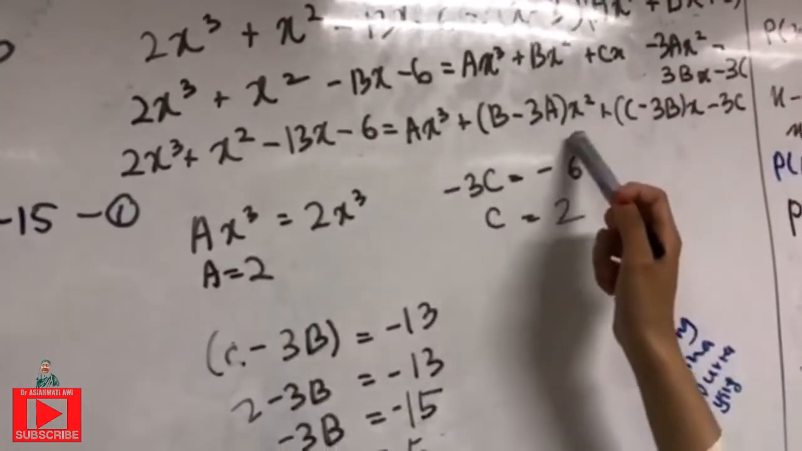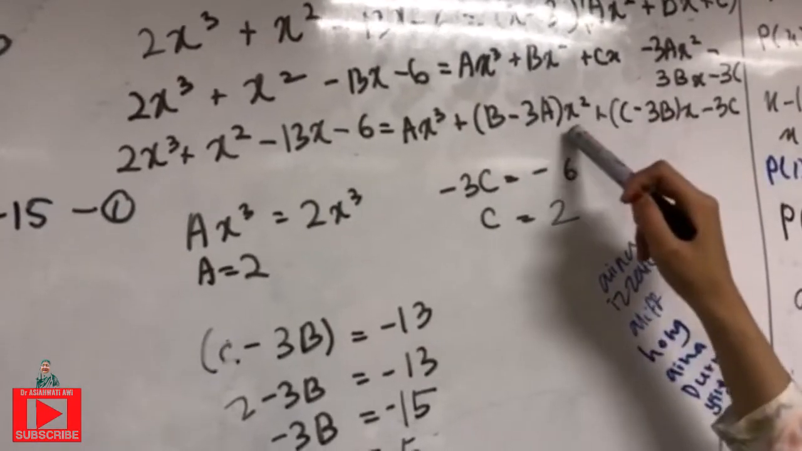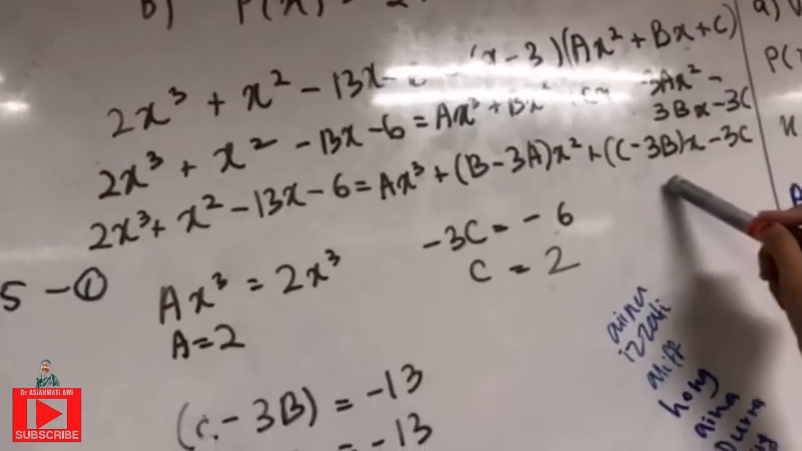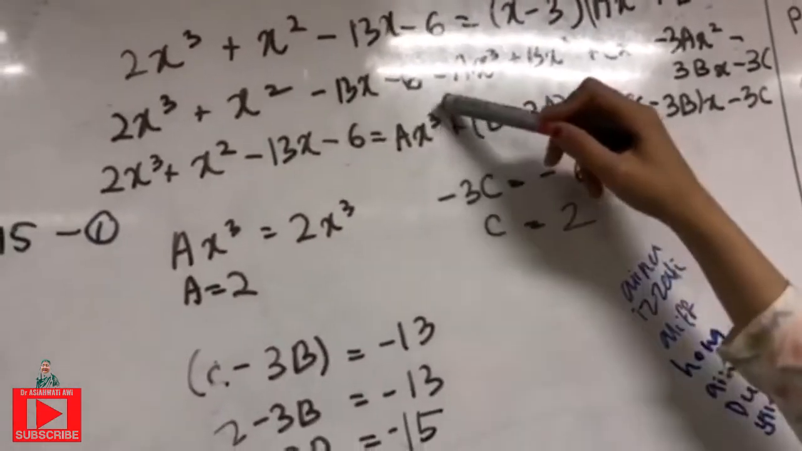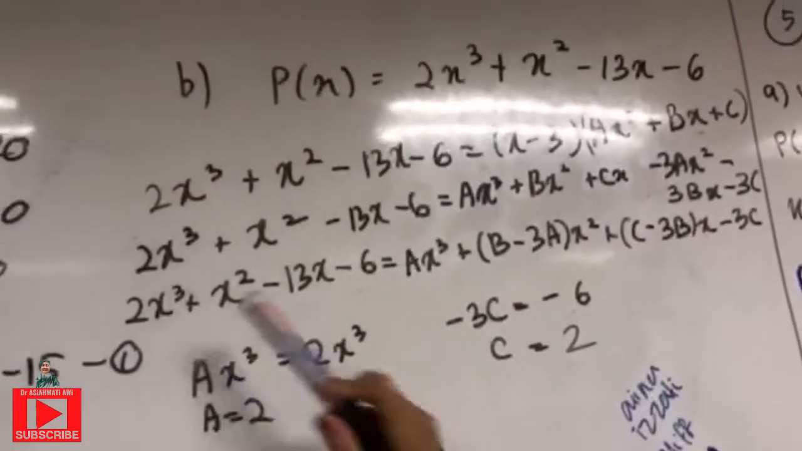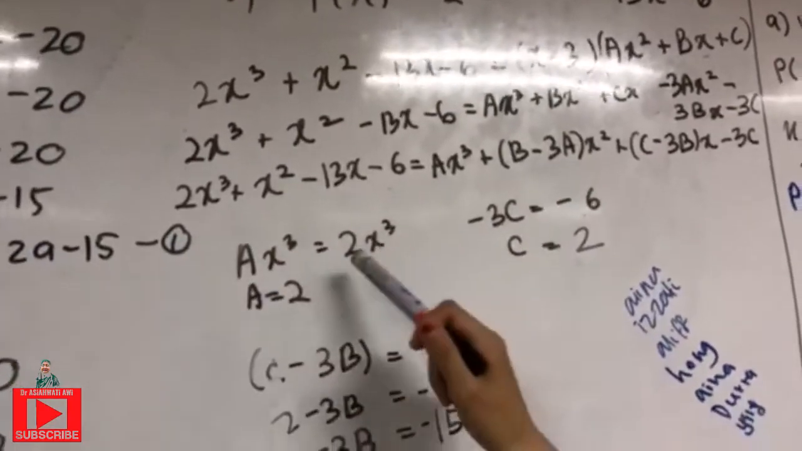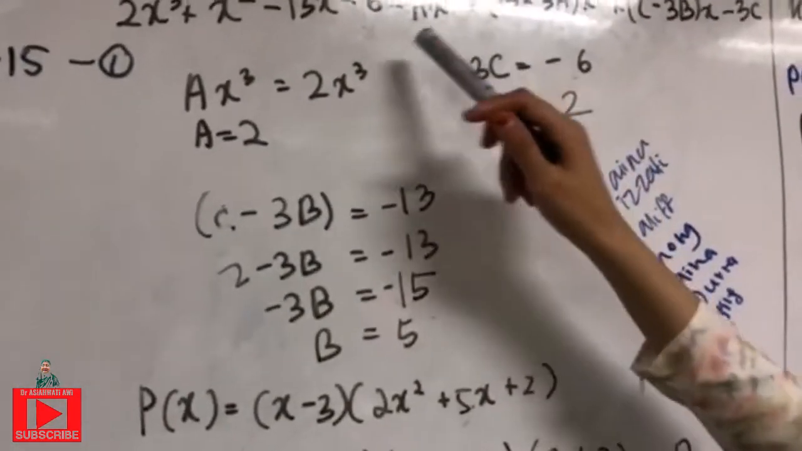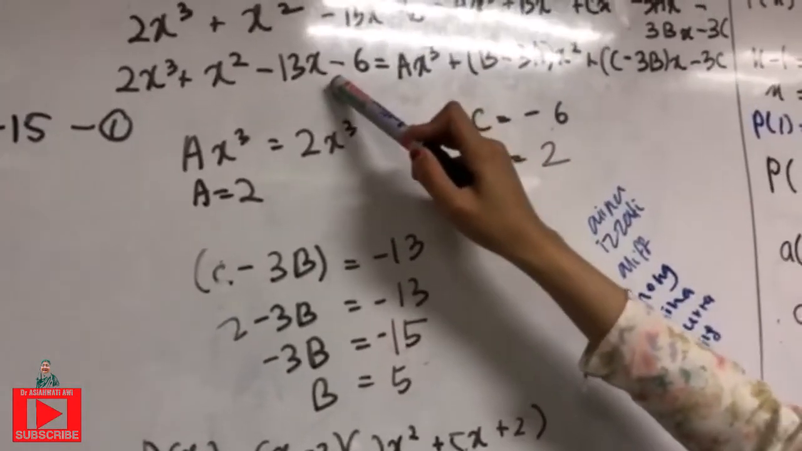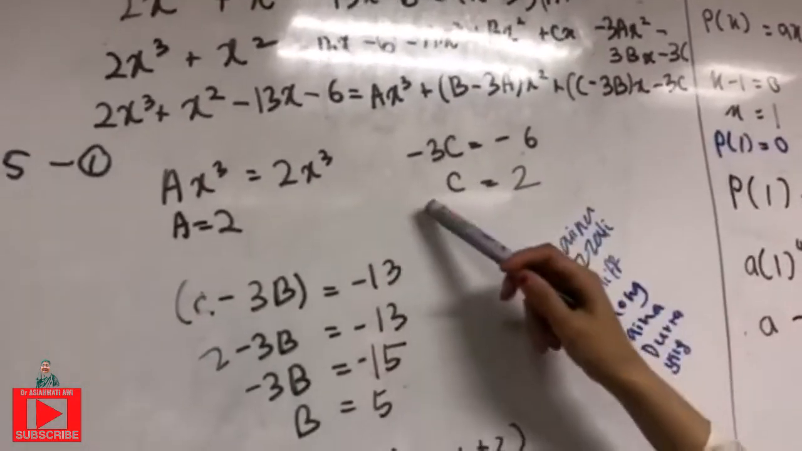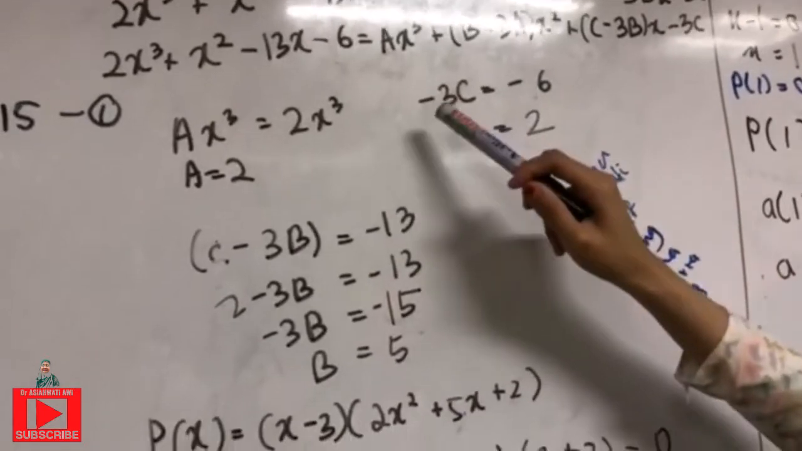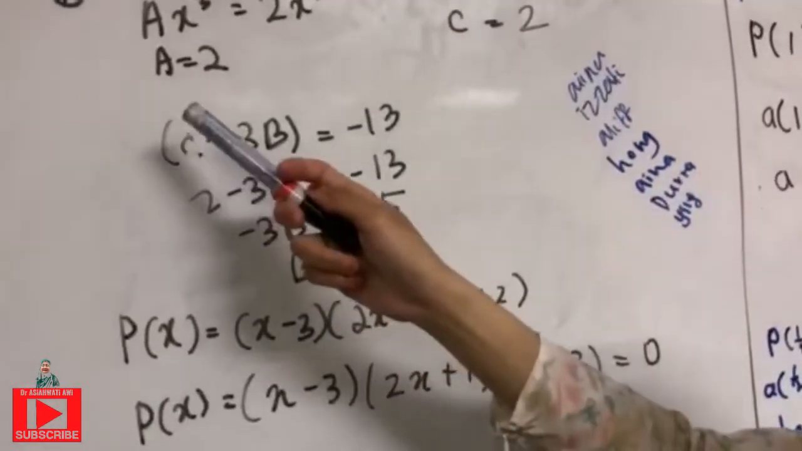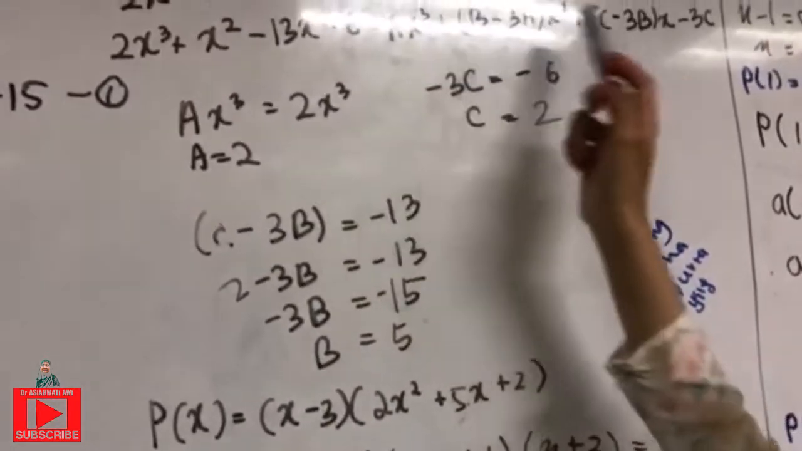Lepas tu yang mana sama variable, so kita satukan. Lepas tu kita factorize. Jadi macam ni. So right now kita ambil x cube compare dengan x cube. So kita dapat ax cube sama dengan 2x cube. So a equals to 2. Lepas tu kita ambil pula untuk value c, negatif 6 sama dengan negatif 3c. So kita dapat kat sini. Lepas tu negatif 3c sama dengan negatif 6, c sama dengan 2. Kemudian kita ambil pula compare yang value variables dia x.